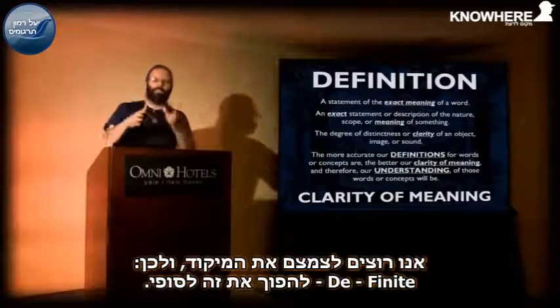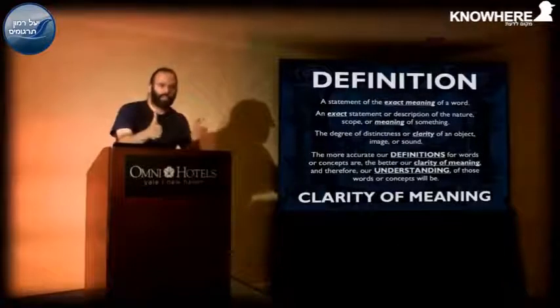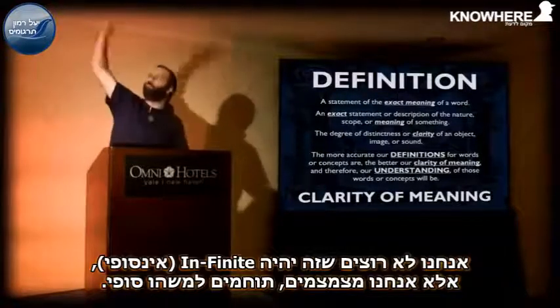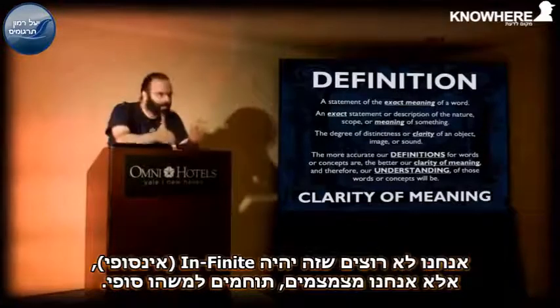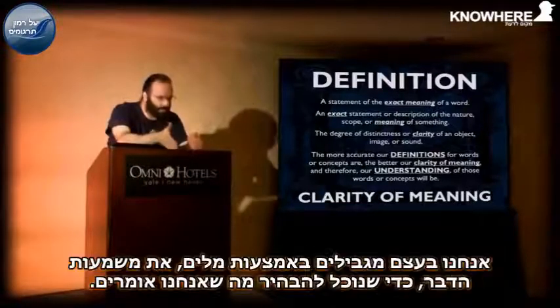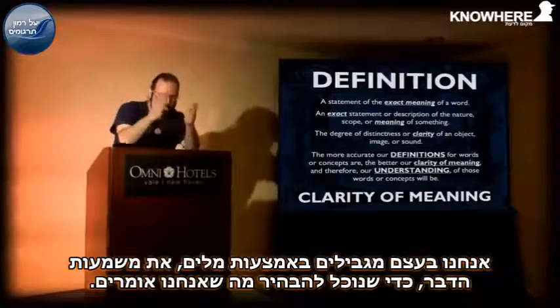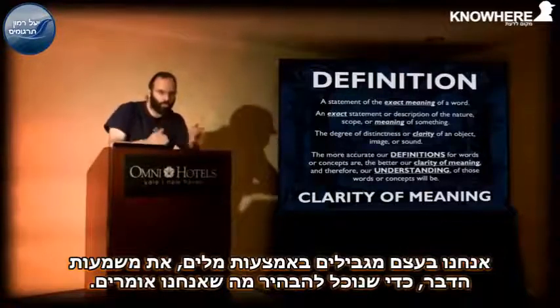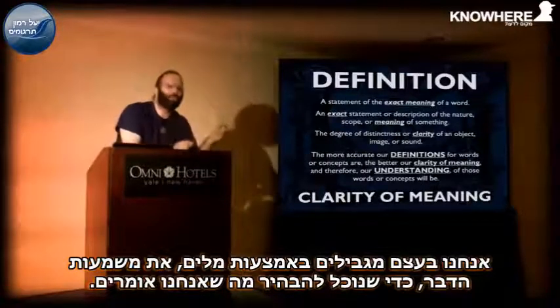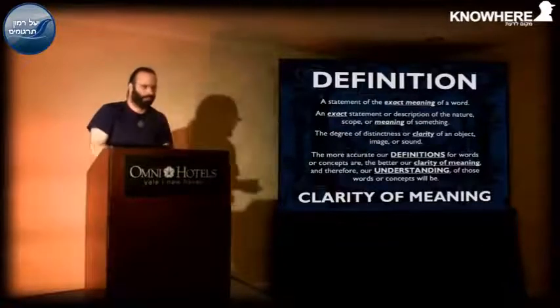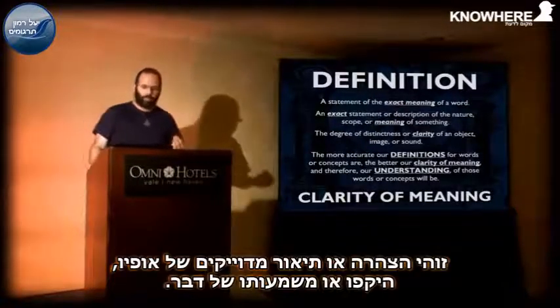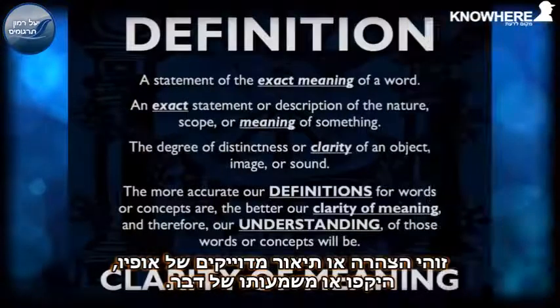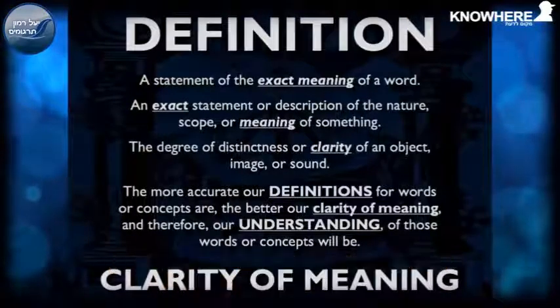That's why it's called definition. It makes it finite. We're taking it from infinite and making it finite. We're actually limiting through words what something means so we can be clearer about what we're saying. Okay? It's an exact statement or description of the nature, scope, or meaning of something.